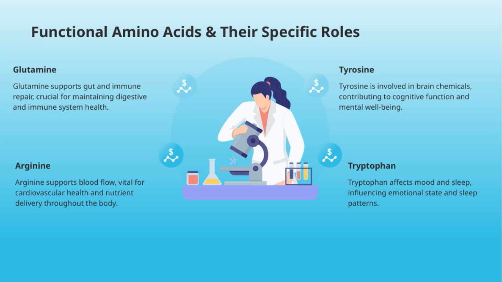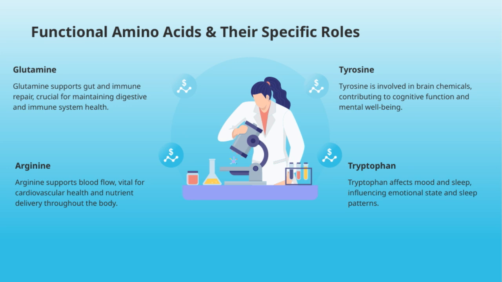Next, we have tyrosine. Tyrosine is involved in producing brain chemicals that contribute to cognitive function and overall mental well-being. So, it supports our focus, alertness, and mental clarity, which are essential for daily performance.